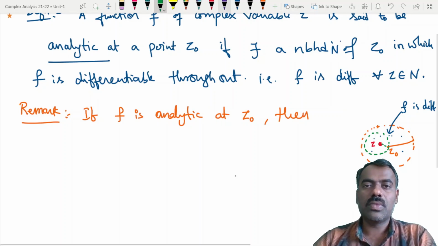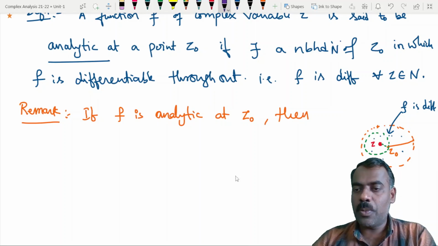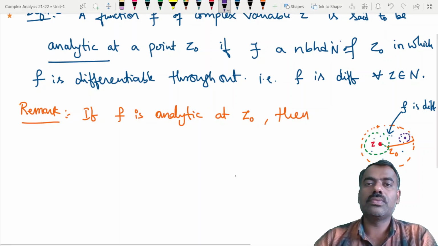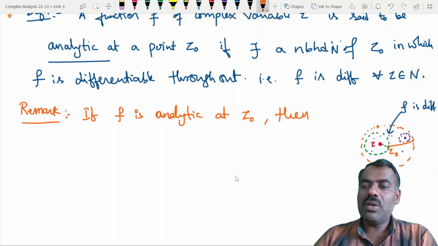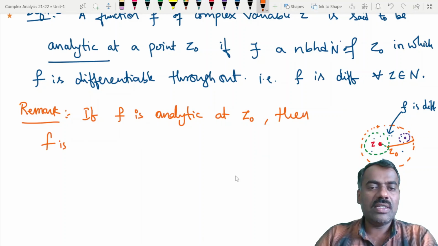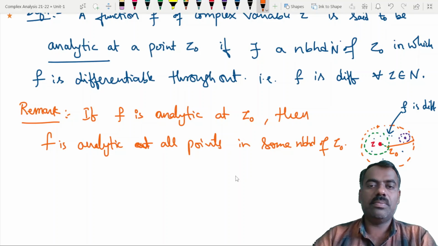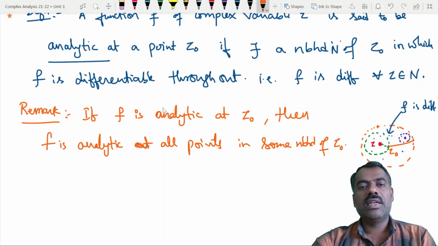Given any point z, you can always find a smaller neighborhood which is completely contained inside this neighborhood, and we know f is differentiable everywhere in that neighborhood. Therefore f is analytic at all points in some neighborhood of z naught. Is that clear? By this definition we can understand this.